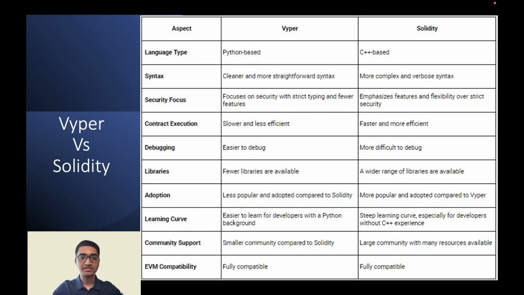Then about libraries. Now, libraries are simply ways to add functionality into your code because of what we call being able to inherit different features from other people. So if somebody creates a function and publishes that as a library, then you can import that functionality into your code. And because Vyper has not been around for as long as Solidity has, the libraries are less available in Vyper for trying out different things, whereas a wider range of libraries are available for Solidity.